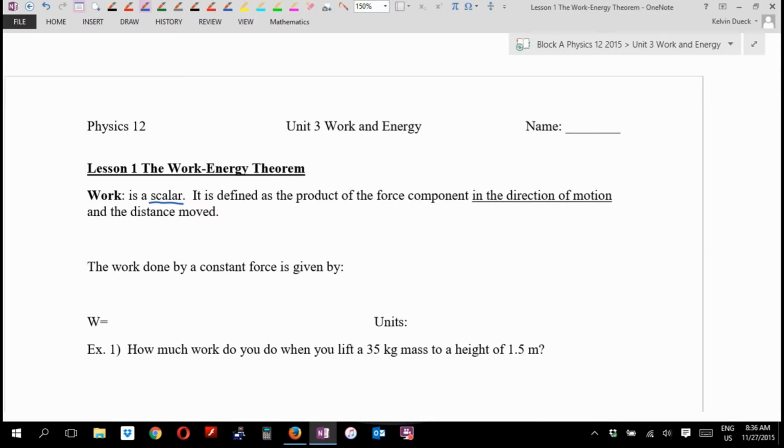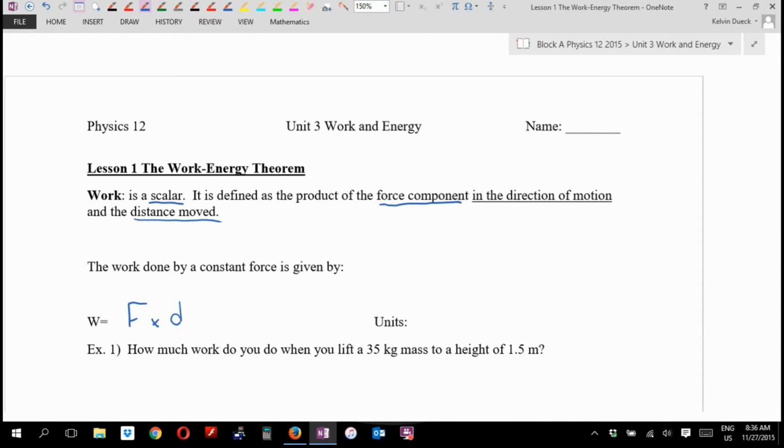And it's defined. We have a problem here, Tyler. When we say the word work in English, the word work in English means getting tired. In physics, it has a very specific meaning. In physics, you can be getting tired and doing no work. It's defined as the product of the force component in the same direction of motion and the distance moved. If you want, as an equation, work equals force times distance, except the force and the distance have to be in the same direction.